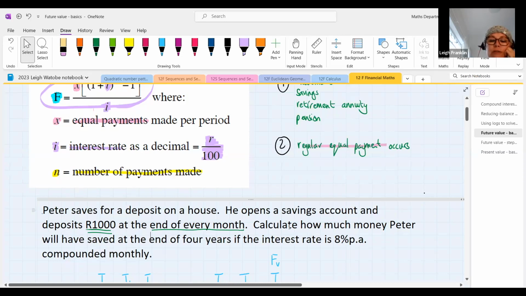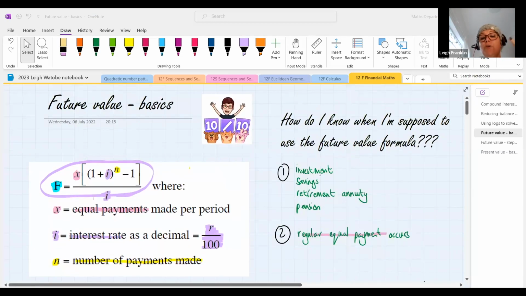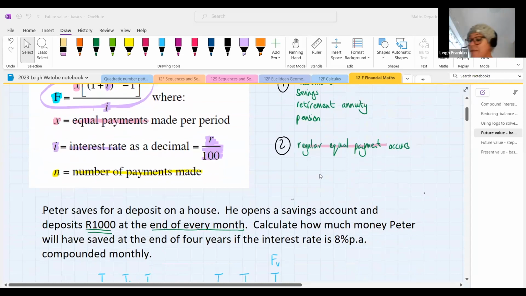What do you think, Matrix? Why are they telling you? There you go. Good, Caitlin. That is our regular payment. Yes, Lebogang, he's making regular payments. Excellent. Because he's making these regular payments, 1,000 Rand at the end of every single month, we know that we've got to use future value. Also, it's savings, so we see the word savings as well. Those two things together, it's definitely future value.